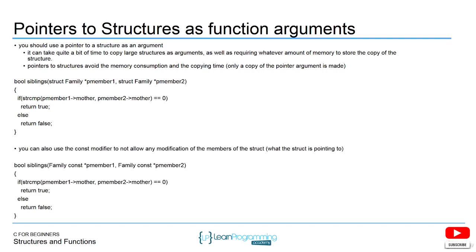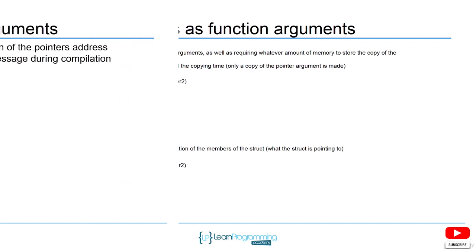You can also use the const modifier, as I mentioned, if you don't want to allow any modification of the members of the struct, what the pointer is pointing to. Then you put the const before the pointer. You could put the const before family as well. In this case, family has a typedef. So here, it would really be const struct family pointer, or struct family const pointer. And then again, the access is the same way. You're not modifying anything, so you're good to go. The compiler's not going to complain.